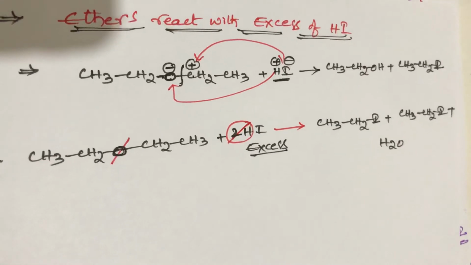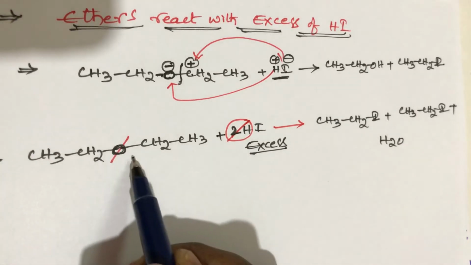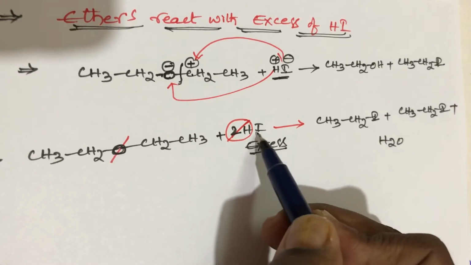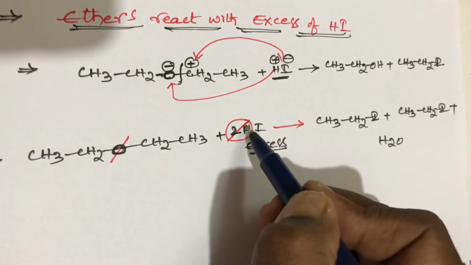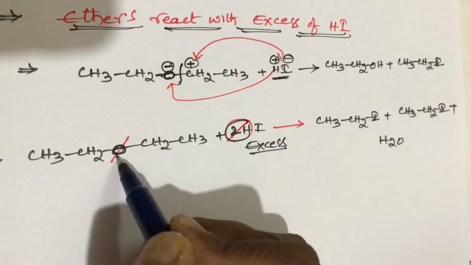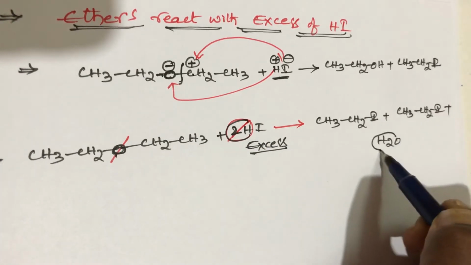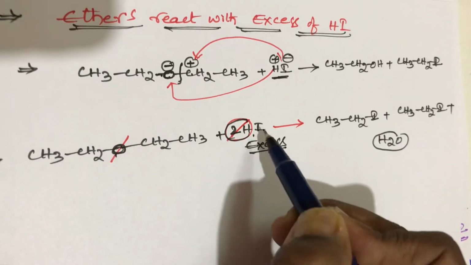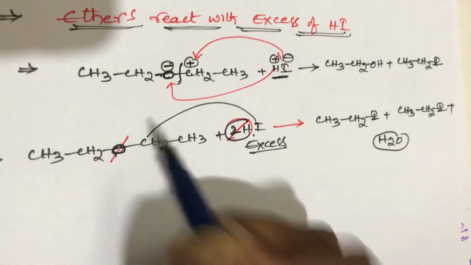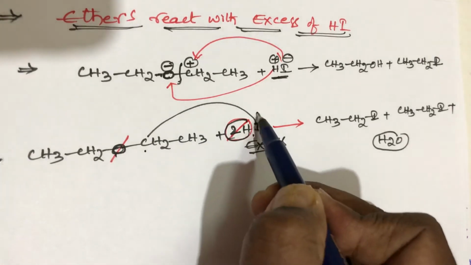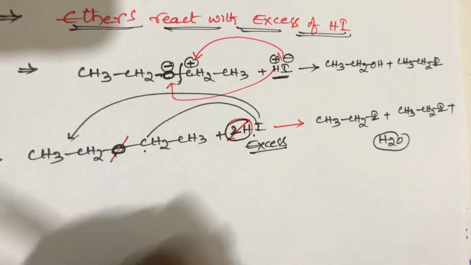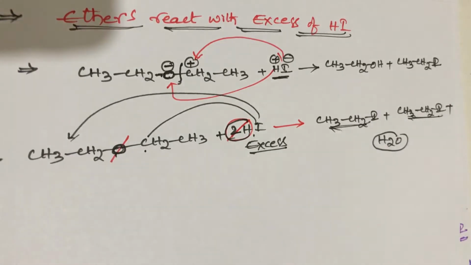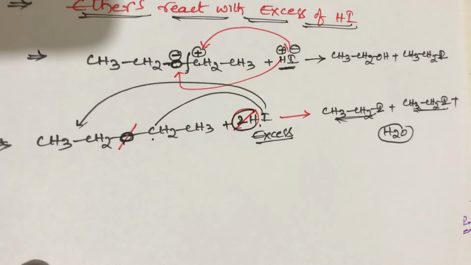So it is a 2-step reaction. When diethyl ether reacts with excess of HI, taking 2 moles of hydroiodic acid, we take the 2 hydrogens and 1 oxygen, and water is eliminated. The remaining 2 iodines are left: 1 iodine attacks one ethyl group and the other iodine attacks the other ethyl group. So 2 moles of ethyl iodide are formed.